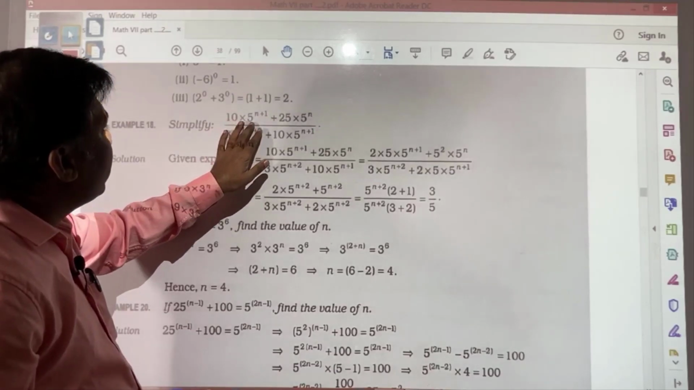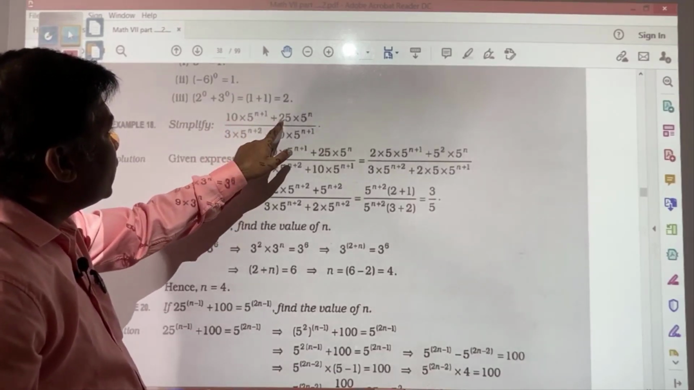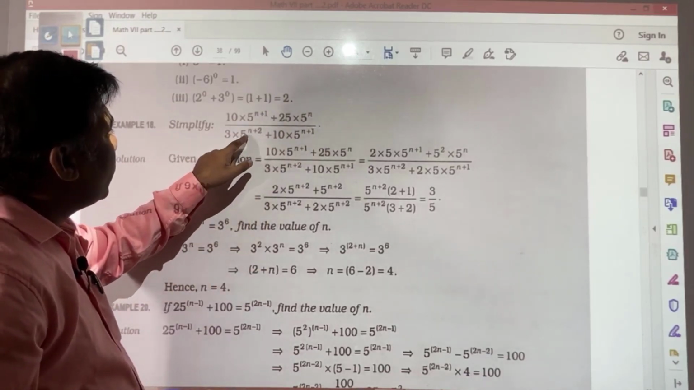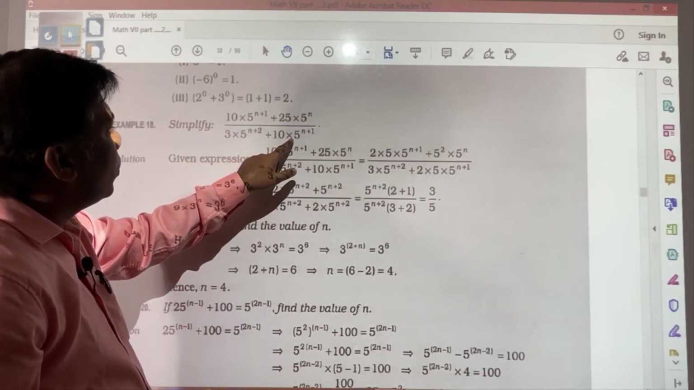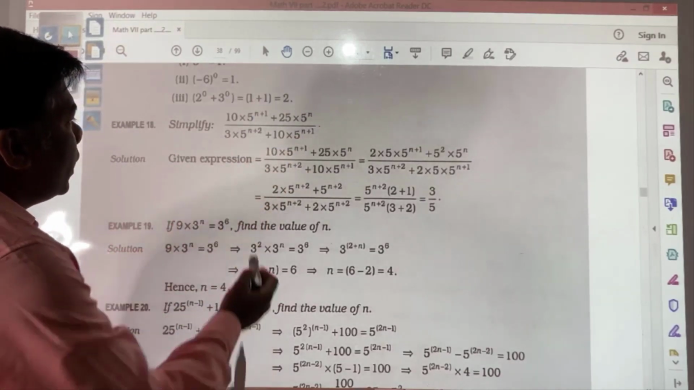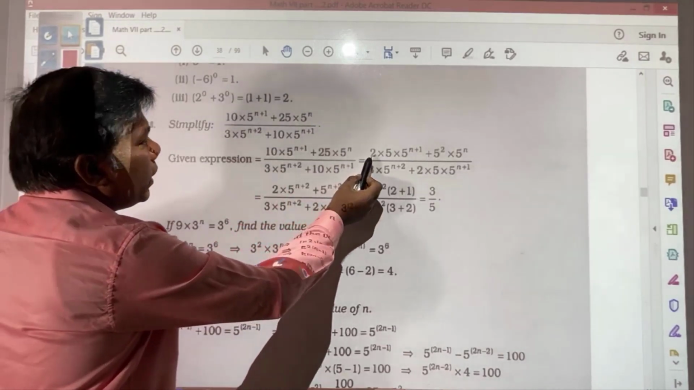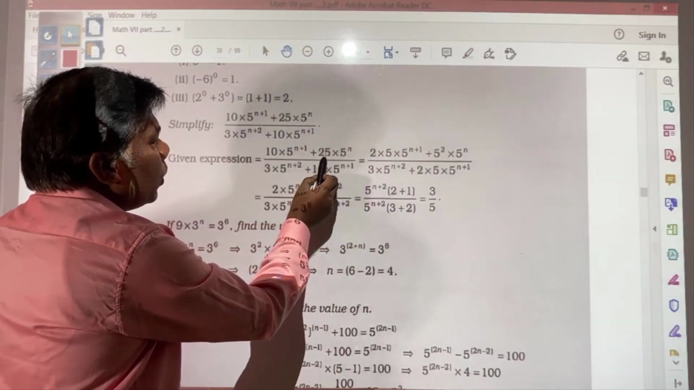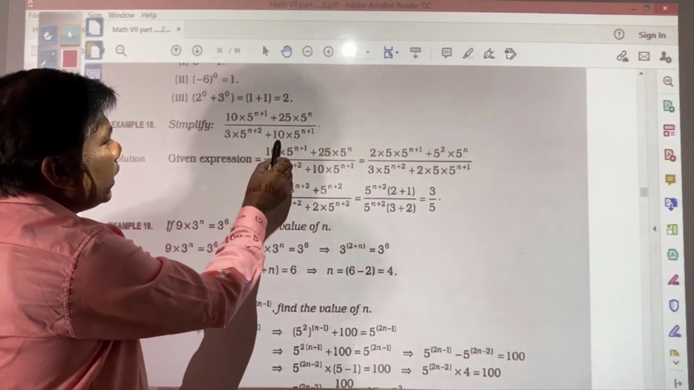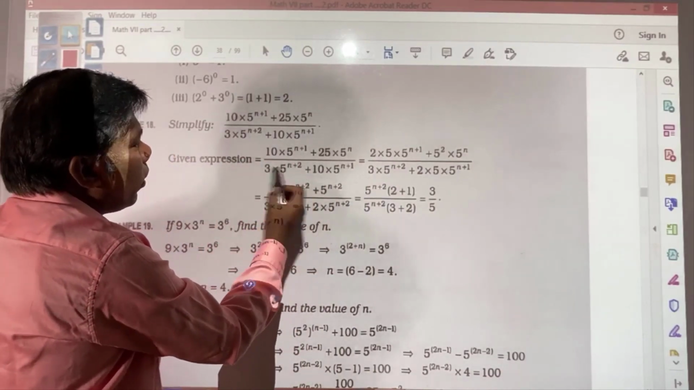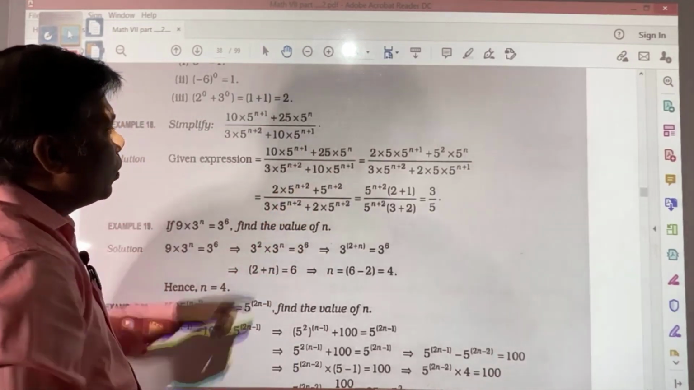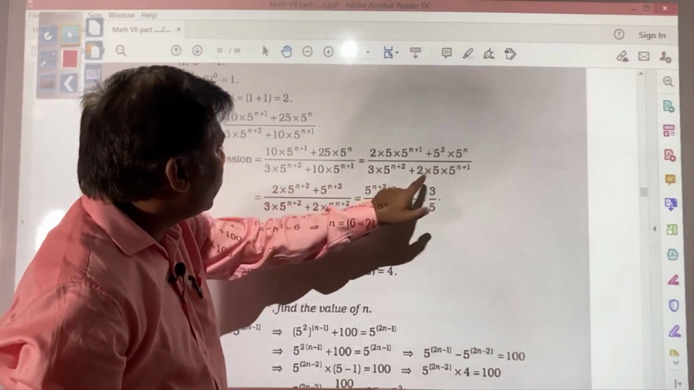Simplify 10 into 5 to the power n plus 1 plus 25 into 5 to the power n. Here you have 3 into 5 to the power n plus 1 plus 10 into 5 to the power n plus 1. So what has been done over here, you see? 10 can be written as 2 into 5. 25 can be written as 5 square. In the same way, 10 has been written as 2 into 5.